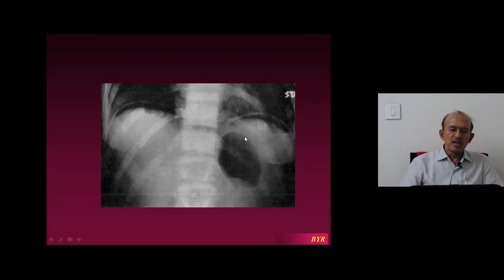Can you guess what the cause is? Why is the gas shadow in the stomach about a few centimeters below the diaphragm? It is not exactly under the diaphragm. Why? Can you check? Just imagine and tell me.